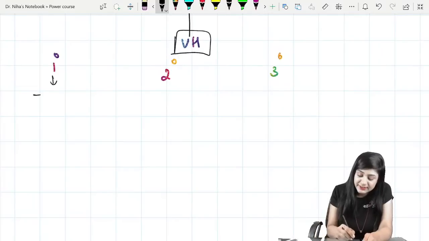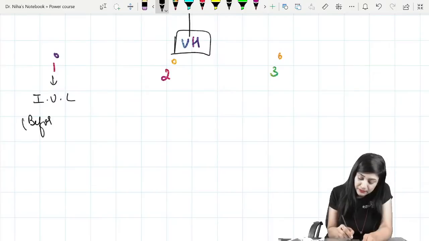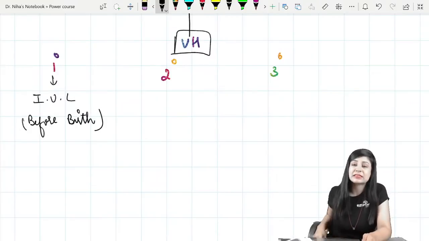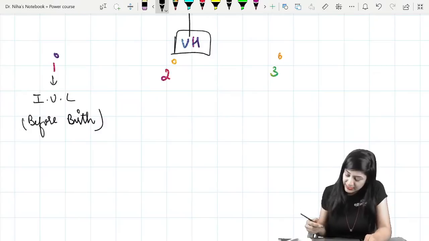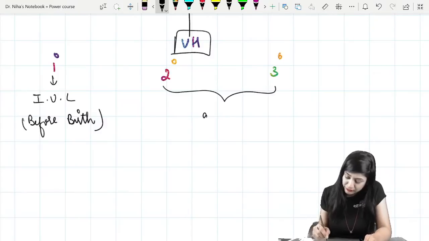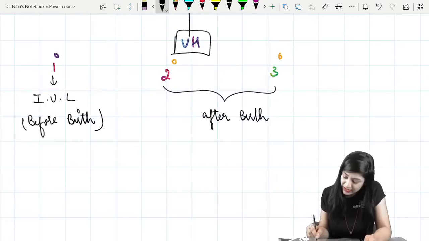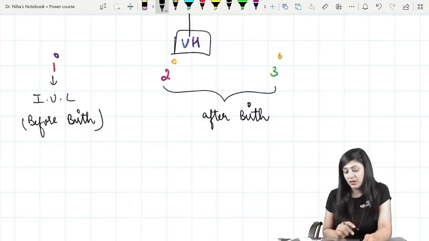So vitreous humor is of three types. Primary vitreous is in the intrauterine life, that is before the birth. Before the birth, we have primary vitreous in the intrauterine life. Secondary and tertiary come after the birth.